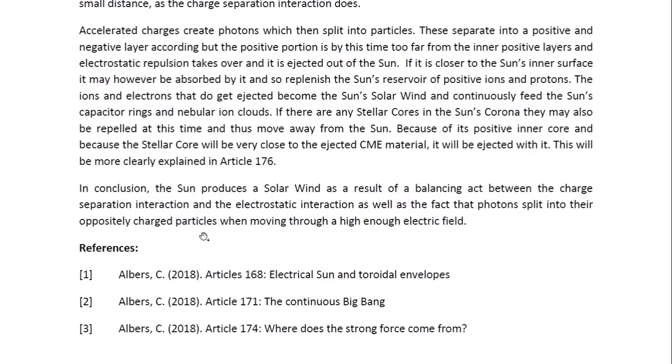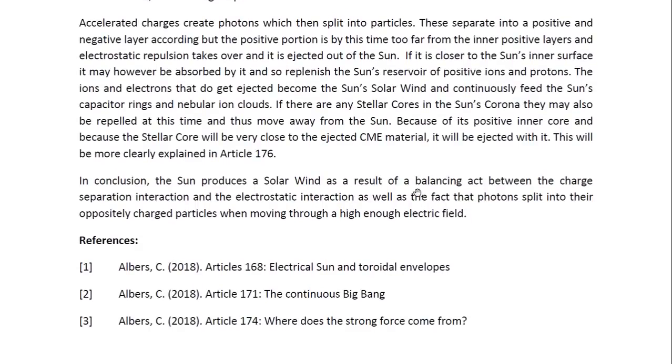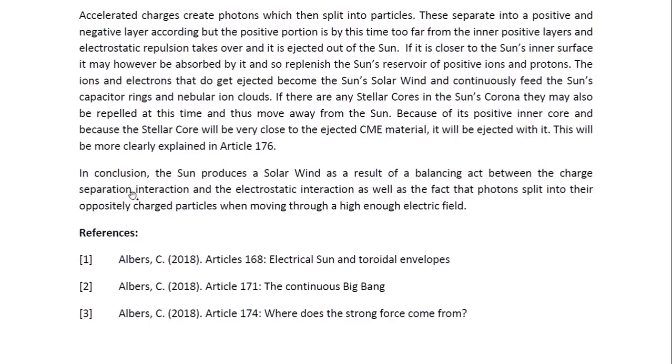So in conclusion, the sun produces a solar wind as a result of a balancing act between the charge separation interaction and the electrostatic interaction, as well as the fact that photons split into their oppositely charged constituent particles when moving through a high enough electric field.